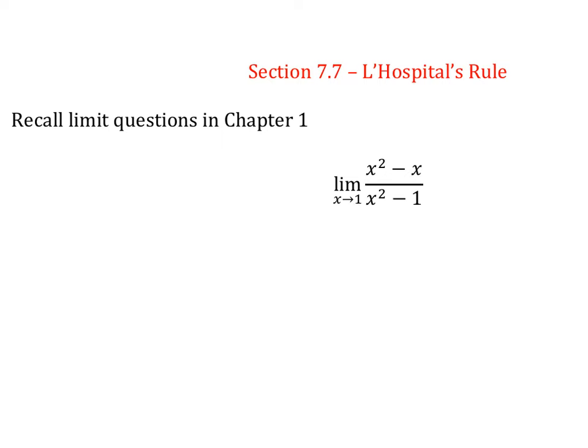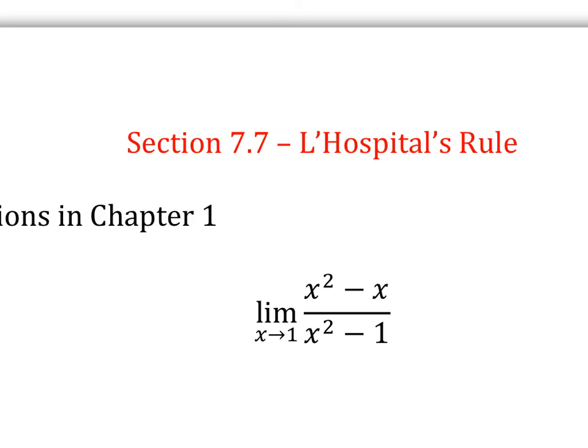We're actually going to go to 7.7. We're going to skip chapter 4, and we're going to go straight to 7.7. This is the last part of your book about derivatives. So 7.7, this is very important. This is called L'Hopital's rule, which is very often used on the AP test.